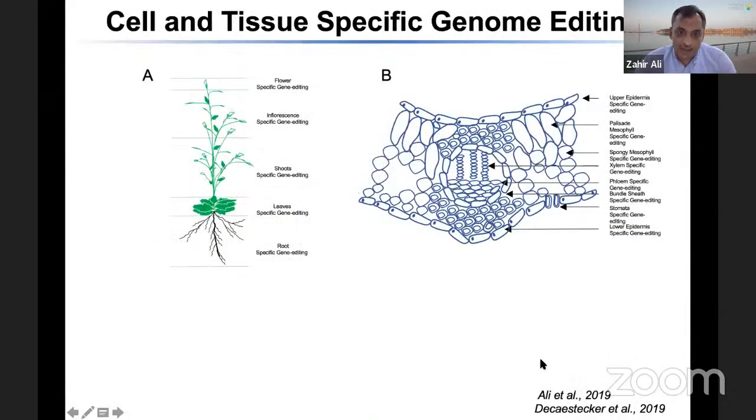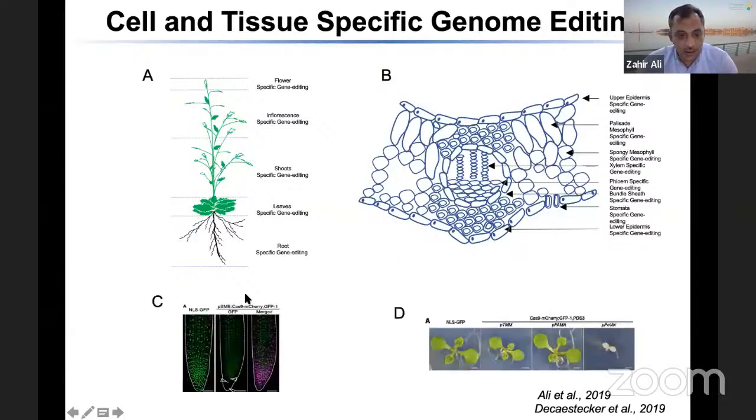Then another system like this also opened the field so that you can target only genes that are expressed in the flowering, in inflorescence, or shoots, or leaves, or in roots, or even specific cells. Like in the leaf, you can just target specific cells, and only those cells' genome will be targeted.